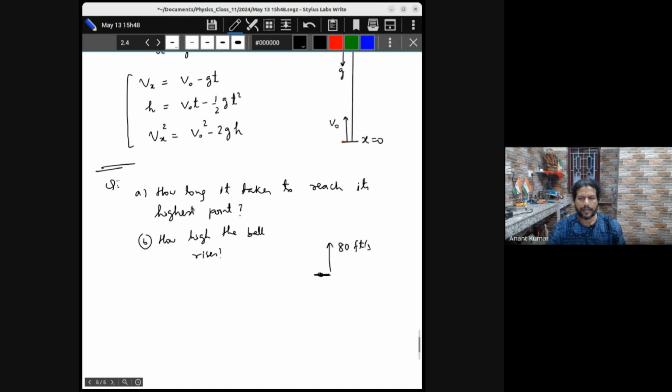And how high it rises, we can apply the third equation. Finally, the velocity becomes 0. So we must have 0 equal to v naught square, 80 square, minus 2gh. That gives h as 100 feet, right? Okay, that's great.